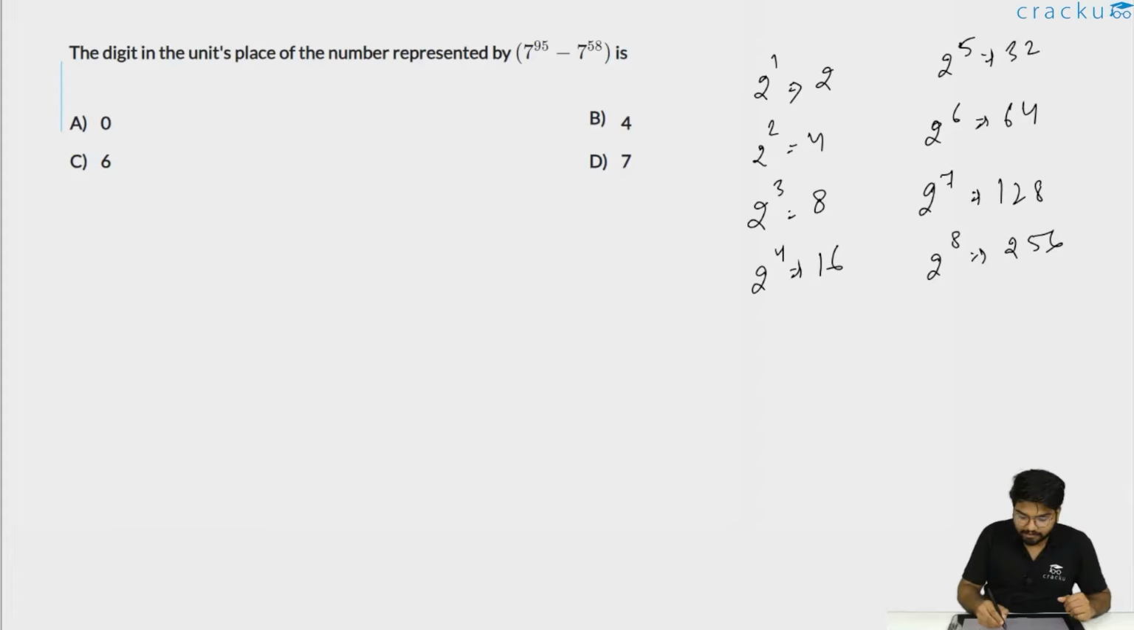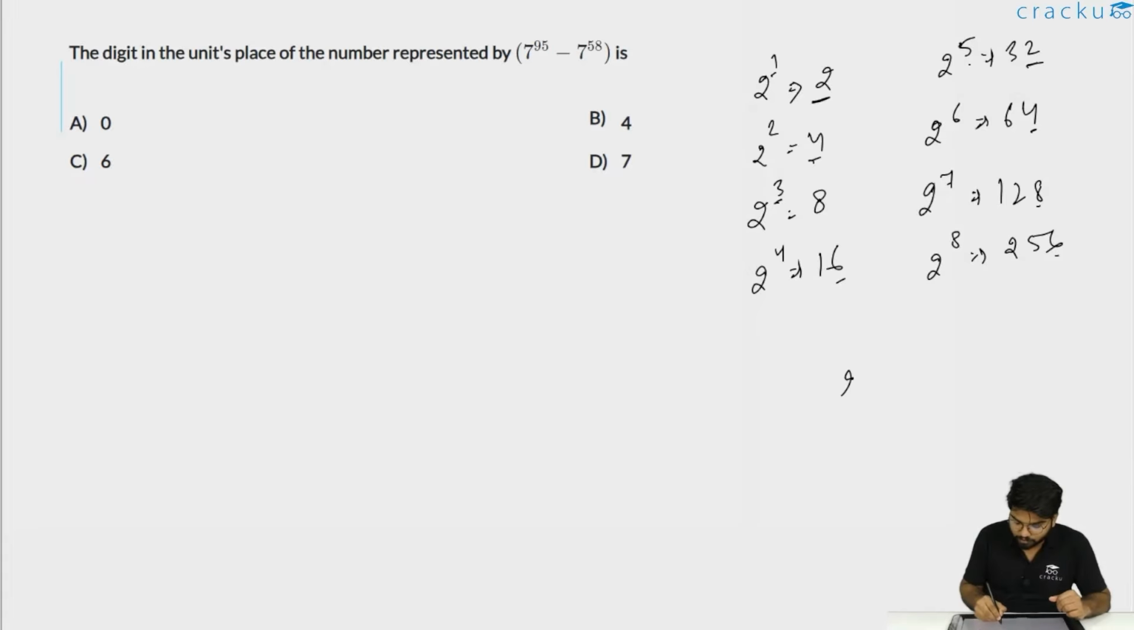You identify that 2 raised to 1 and 2 raised to 5 are ending with 2. Similarly, 2 raised to 2 and 2 raised to 6 are ending with 4. 2 raised to 3 and 2 raised to 7 are ending with 8. 2 raised to 4 and 2 raised to 8 are ending with 6. So for every 4 consecutive powers, the last digit will be repeating.